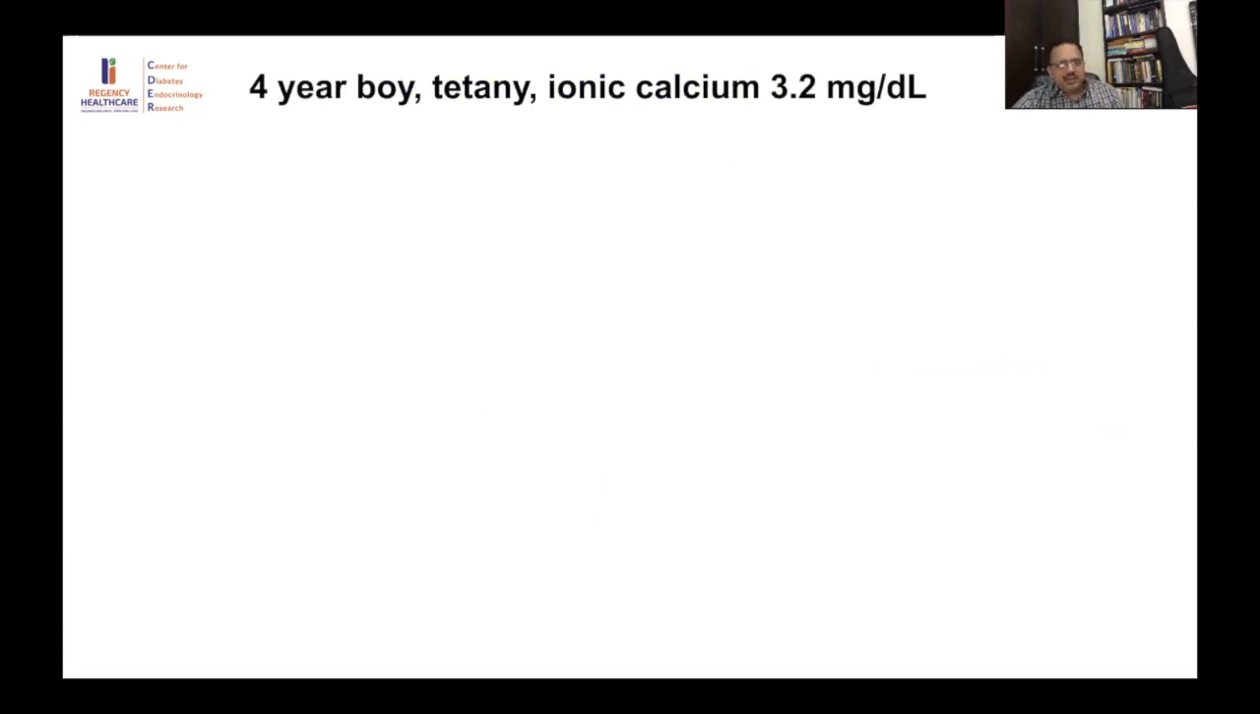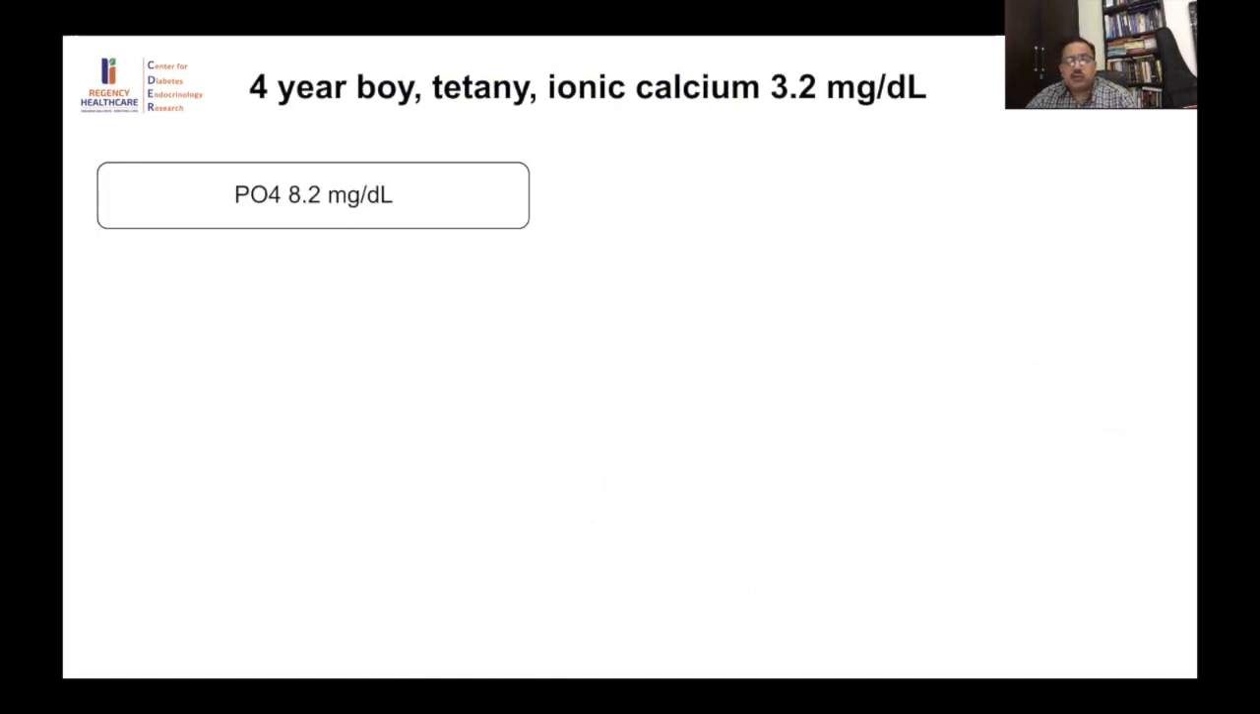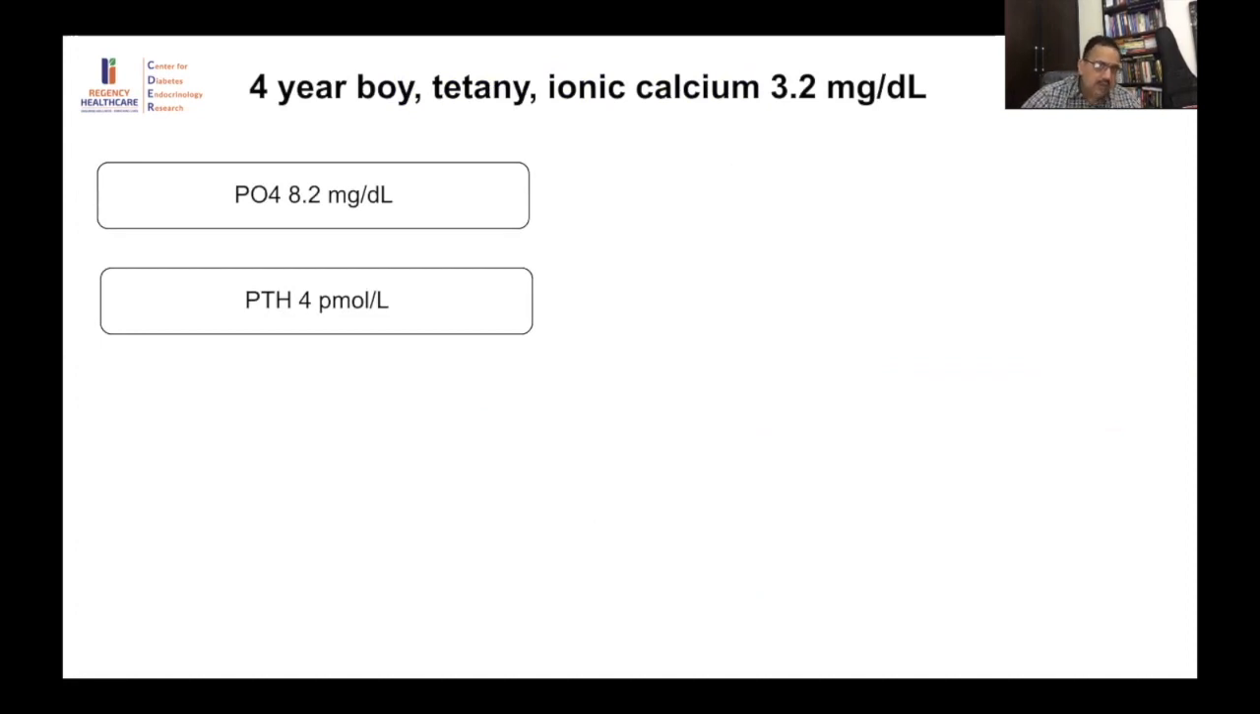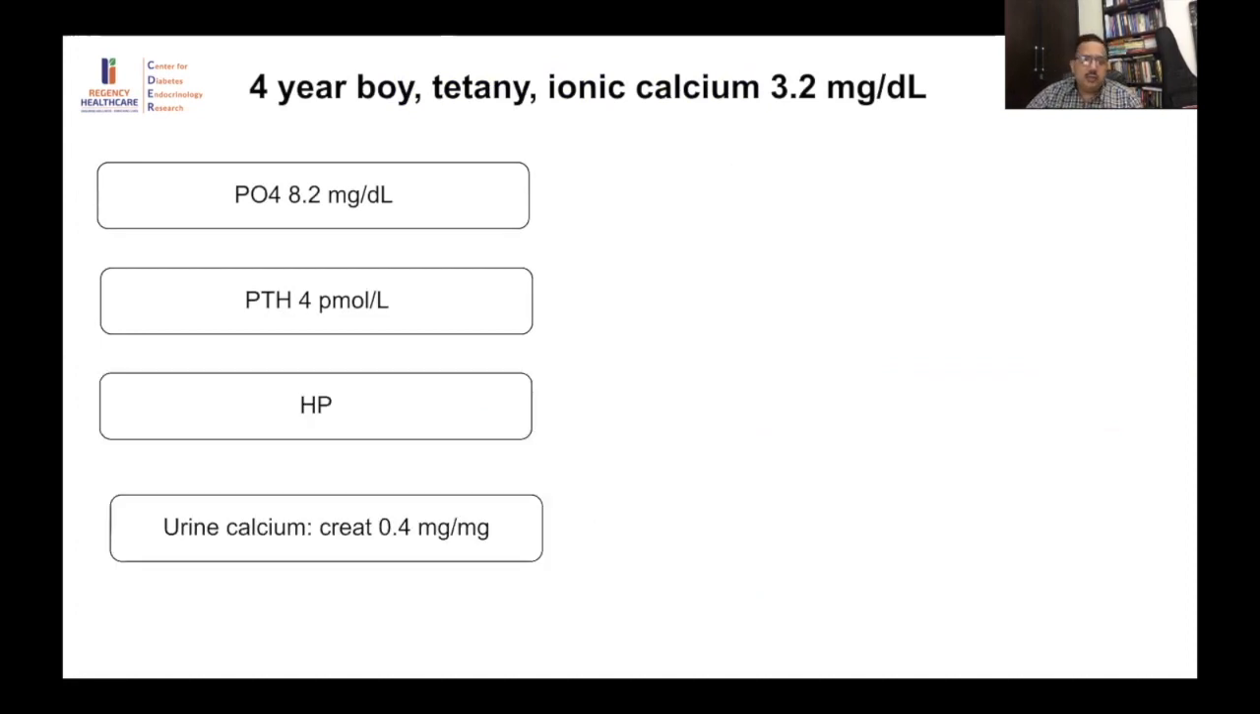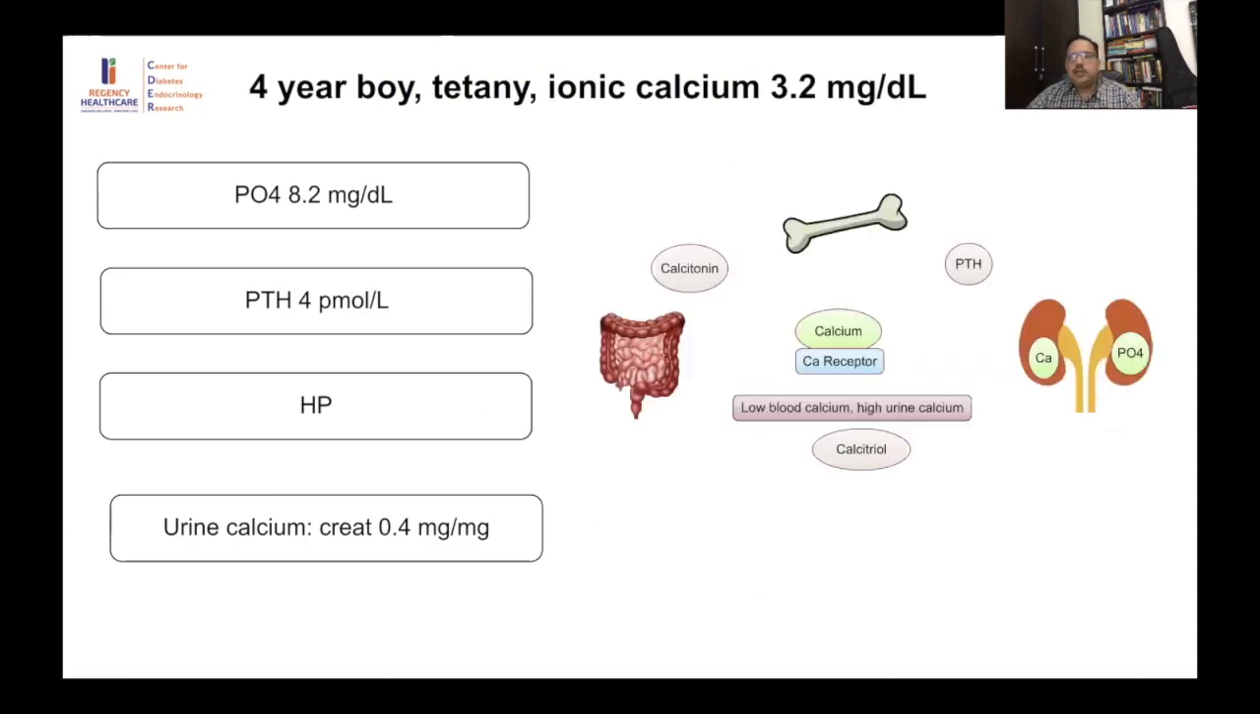A 4-year-old boy with tetany and low ionic calcium, phosphorus levels are high, PTH levels are low, so this looks like hypoparathyroidism, and the urinary calcium creatinine ratio is high. So this is an unusual situation, and this looks like a calcium sensing receptor defect. You need to be very careful in these infants, because these children will develop nephrocalcinosis very quickly in this situation.